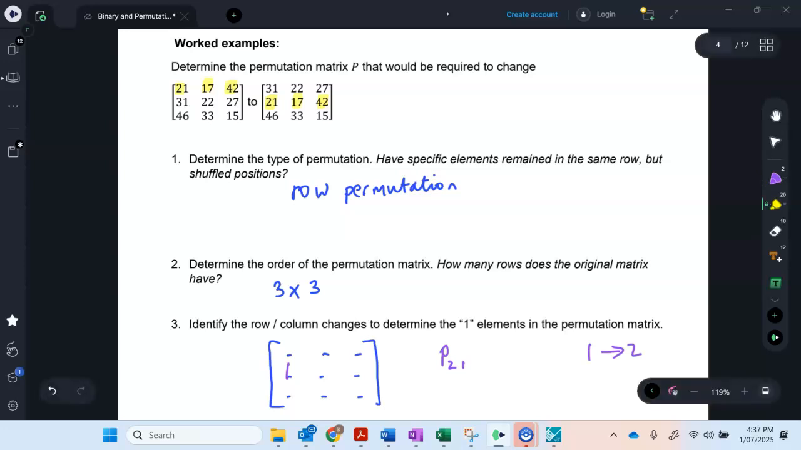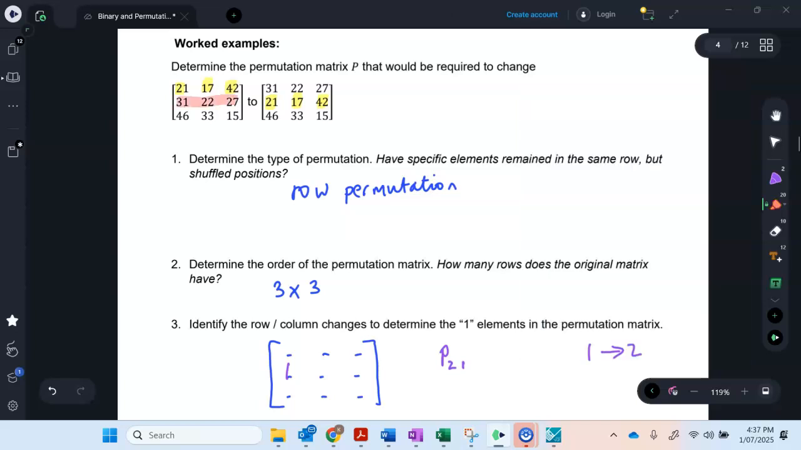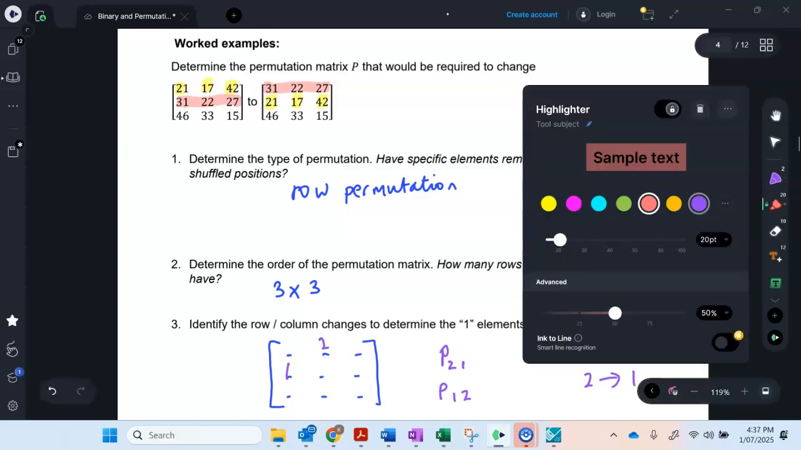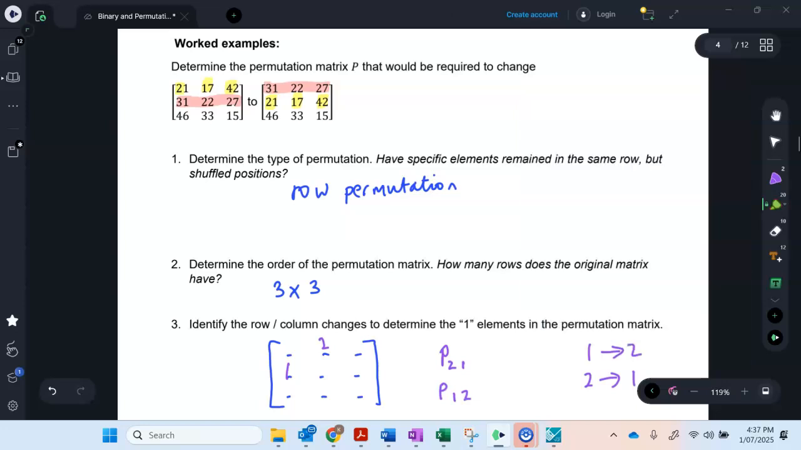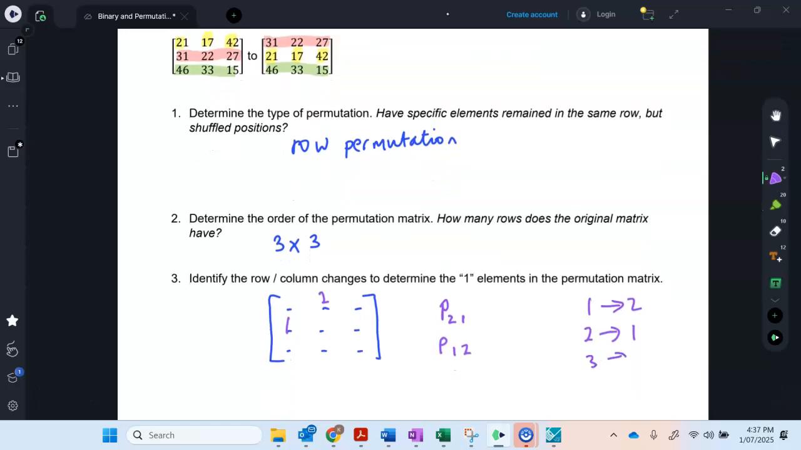Then we can have a look at the next one. Let's highlight that in orange. This row here went up here. So we had row 2 went to row 1. So we've got P1, 2. So row 1, column 2. And then our last row, let's do that in green, didn't change positions. It stayed. So that means, hopefully you remember, row 3 went to row 3.